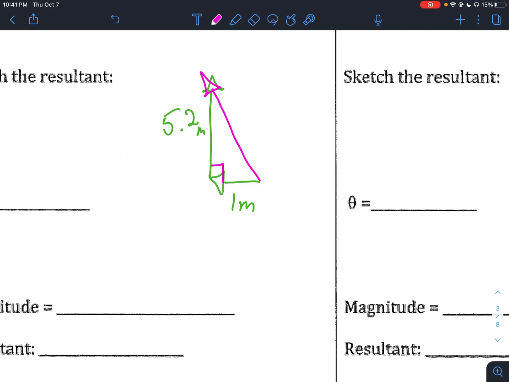So you have two sides, no angle. How do you find the hypotenuse? Pythagorean theorem: a squared plus b squared equals c squared. Plug that into your calculator. And it's really close to the other side, and that makes sense because it's going to be like a skinny triangle, right? This is only 1 meter, and the vertical is 5.2. It just so happens to be really close.